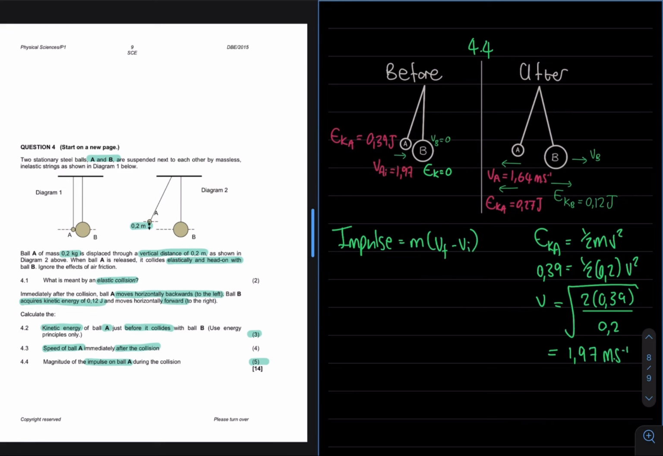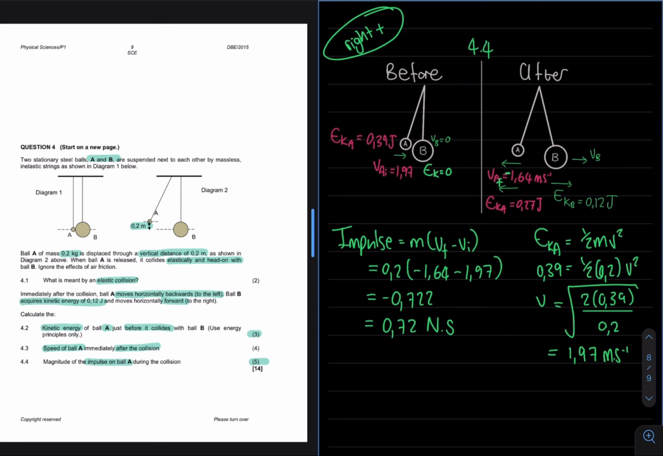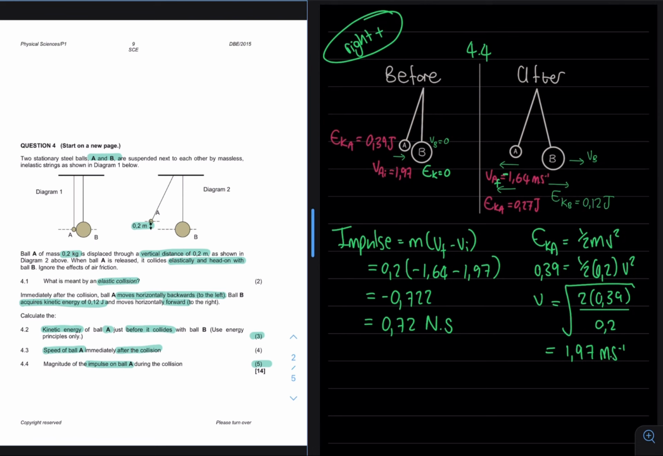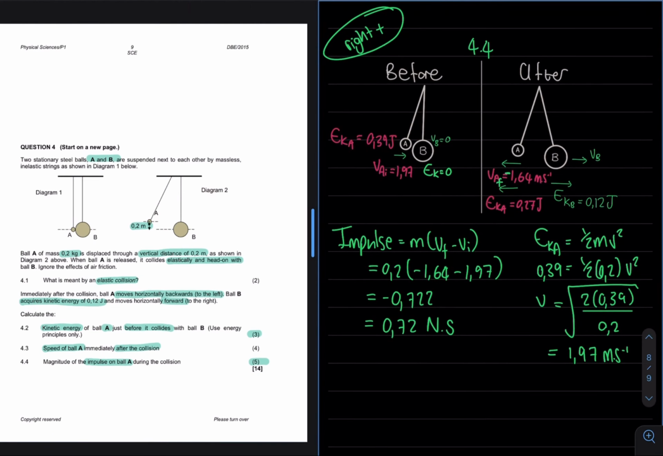We can now calculate the impulse by using the mass, the final velocity of 1.64 to the left, as well as the initial velocity of 1.97 to the right. Because direction is important, I'm going to take right as positive, which means that this final velocity needs to be negative, which gives me an impulse of 0.72 newton seconds. Seeing that they asked the magnitude, it is not necessary to indicate direction, but because we had a negative answer, it means that the impulse would be to the left.